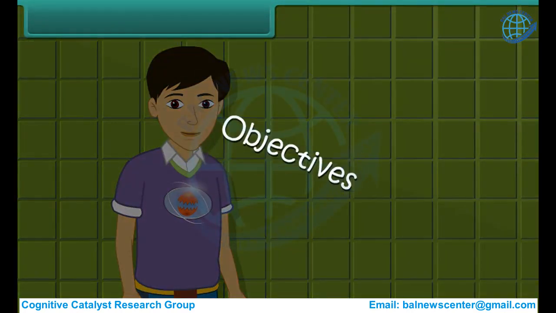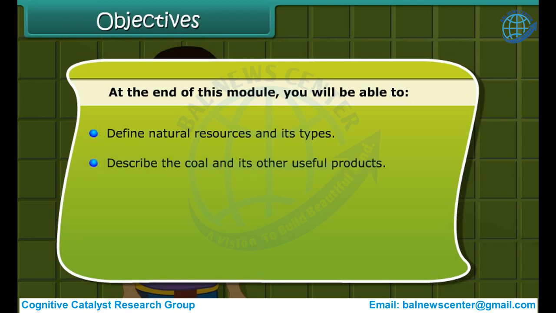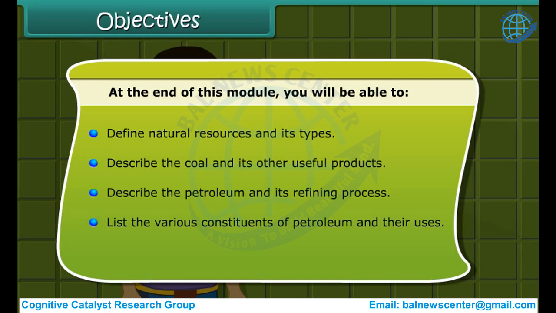Objectives. At the end of this module, you'll be able to define natural resources and its types, describe coal and its other useful products, describe petroleum and its refining process, list the various constituents of petroleum and their uses, and describe natural gas and its importance.